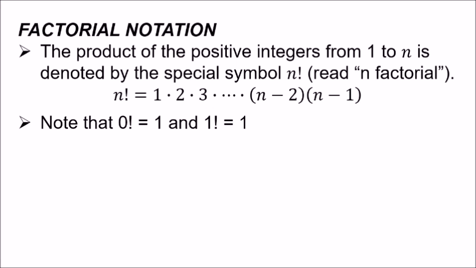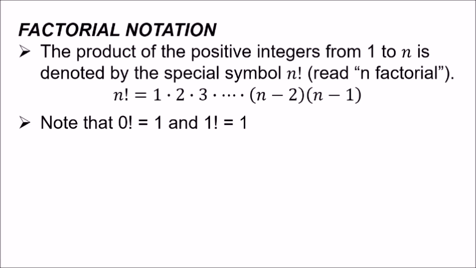Let's go to factorial notation. The product of the positive integers from 1 to n is denoted by the special symbol, the n factorial. We have here the formula. N factorial equals, we just multiply the numbers in sequence, starting with 1, 2, 3, 4, up to ano man yung ating value ng n. We also note that 0 factorial equals 1, and then 1 factorial equals 1. So therefore, 0 factorial is equal to 1 factorial.